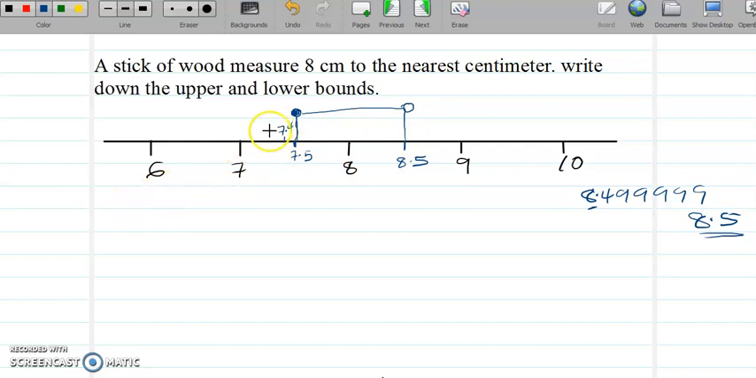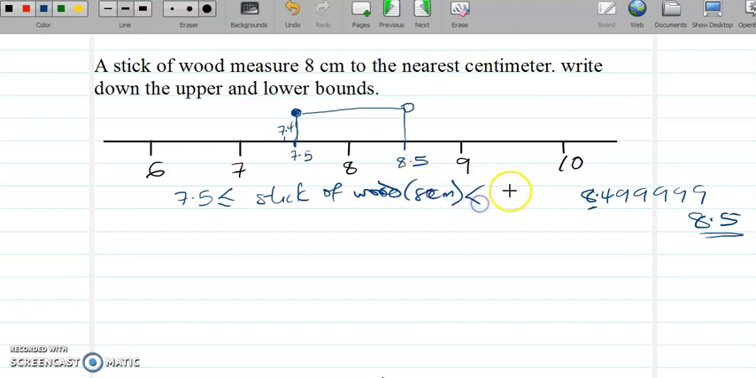Okay, so we can have this inequality to be that 7.5 is less than or equal to the 8 cm, that is, the stick of wood measured 8 cm, and is less than what? 8.5. It is not less than or equal to, just less than 8.5. Okay, so this is how we solve it.